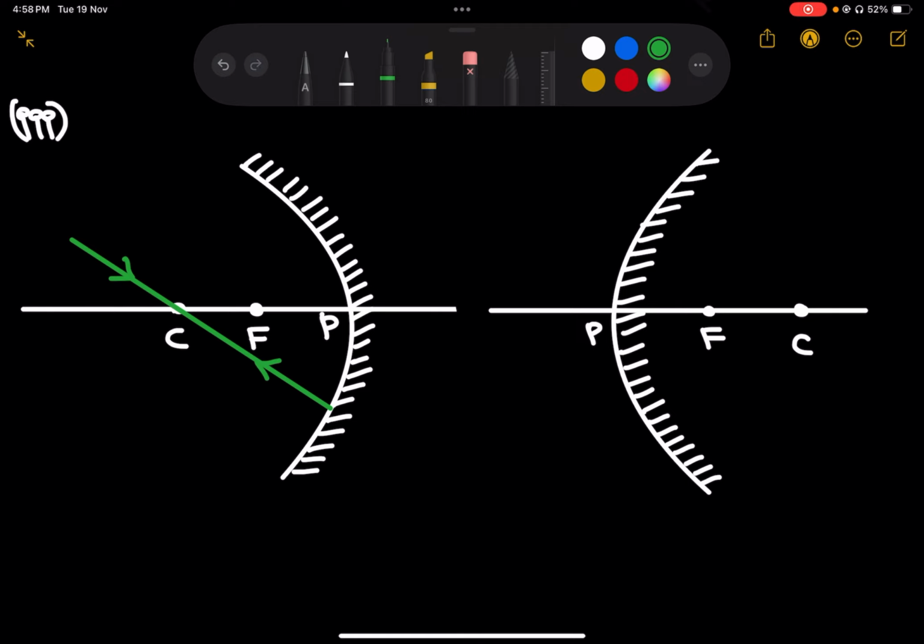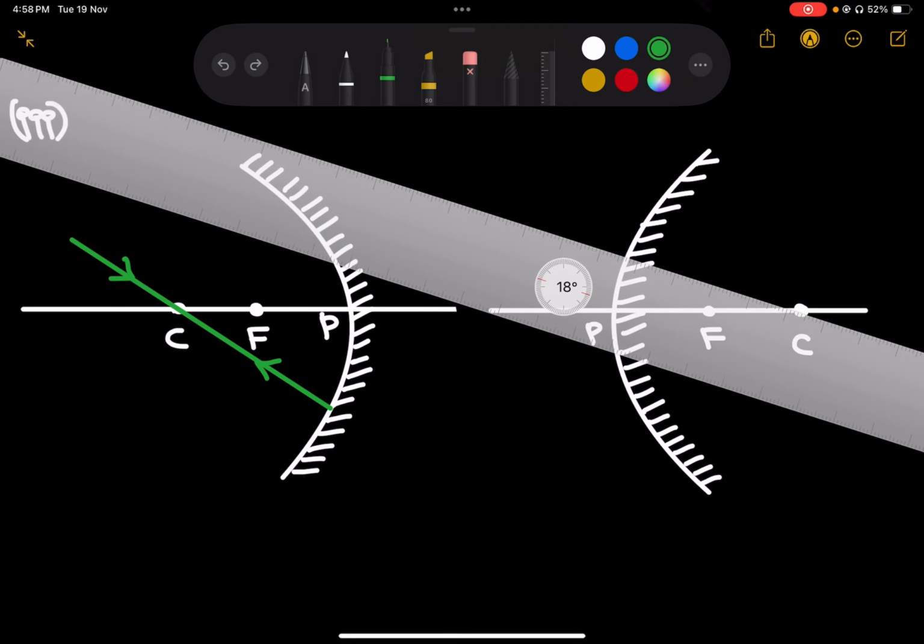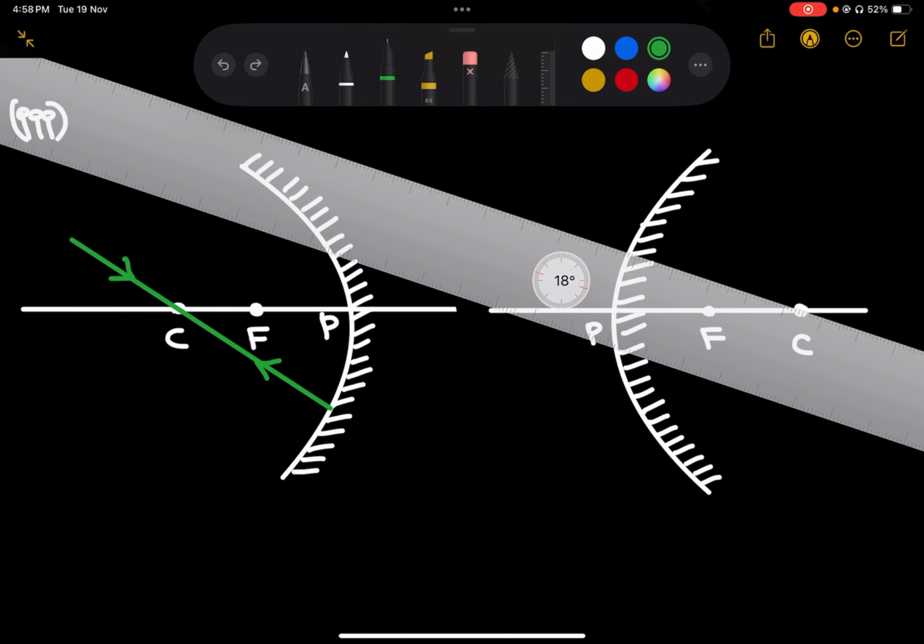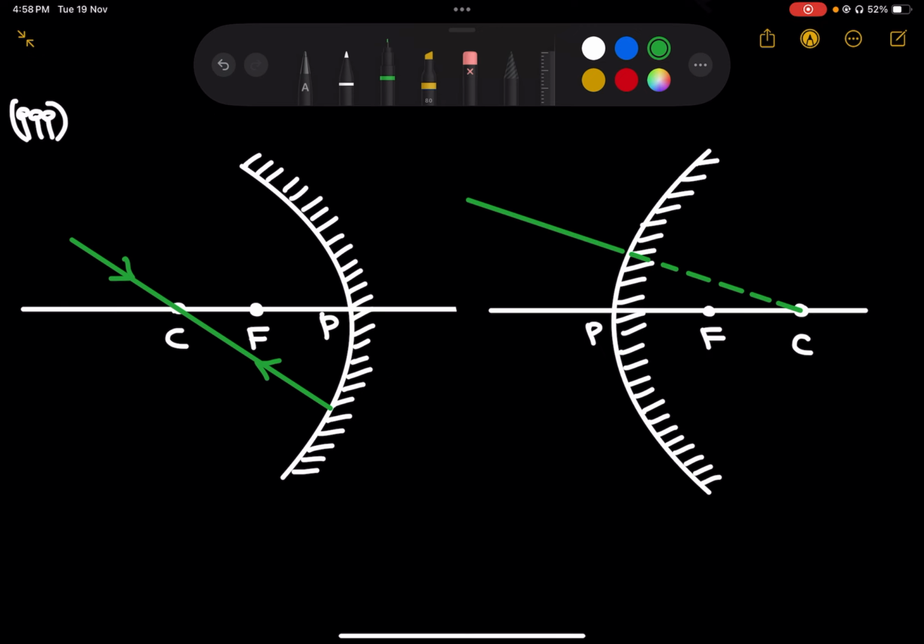Understood? Okay. Similarly it's the same thing for the convex mirror. Okay, so if you direct it towards the center of curvature, it will trace its path back. Okay, simple enough. So this is the third rule.